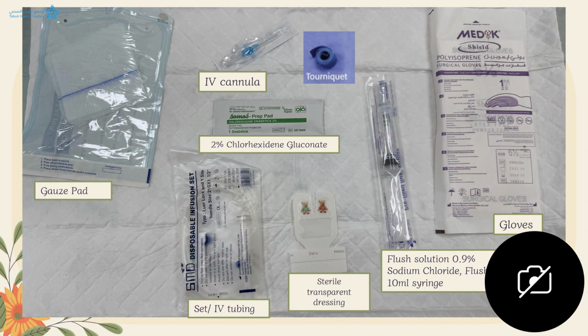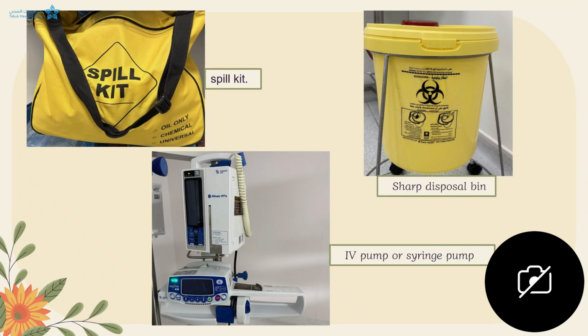First you have to gather your trolley, of course, your procedure tray. Second will be the gauze pad, IV cannula, tourniquet, chlorhexidine, or you can use an alcohol swab, IV giving set tubing if you want to prepare your IV fluid or IV meds, sterile transparent dressing, your flush, and of course your gloves. And the sharps container for safe disposal, and your infusions for the IV pump or syringe pump. Of course, you have to know your spill kit location in case of bleeding.